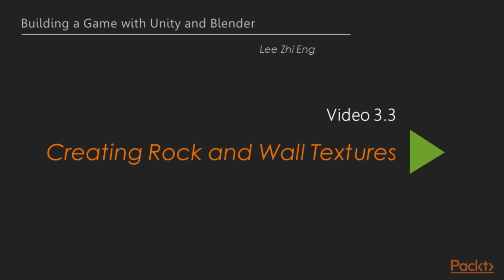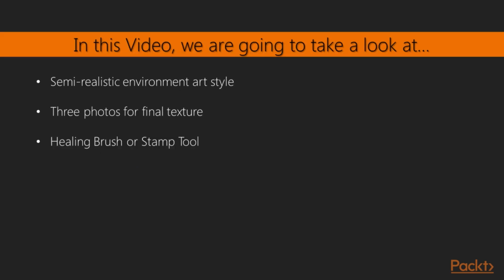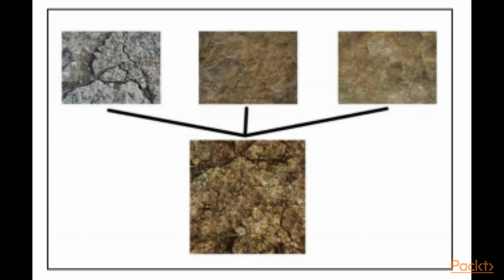Welcome to our next video, creating rock and wall textures. In the previous video we looked at building rock models. In this video, we are going to choose a semi-realistic environment art style. Then we will use 3 different photos to create the final texture and use either the healing brush or stamp tool to remove the texture seam. Finally, we will apply the same textures to all of the different rocks.